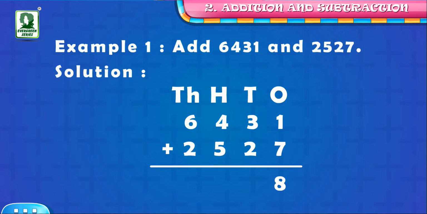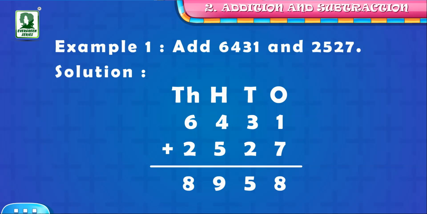Then we will add digits on the tens place, that is 3 plus 2 is equal to 5. Then we will add digits on the hundreds place, that is 4 plus 5 is equal to 9. Then we will add digits on the thousands place, that is 6 plus 2 is equal to 8.